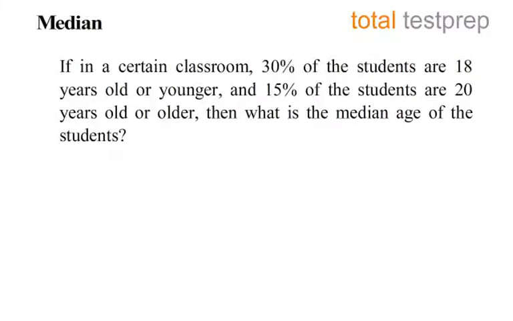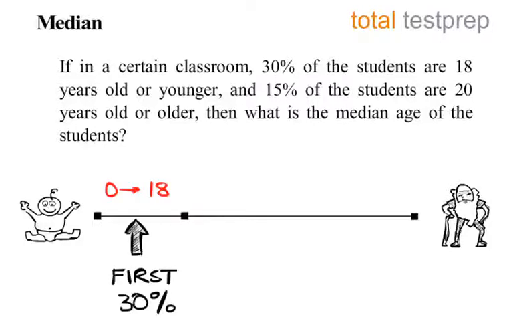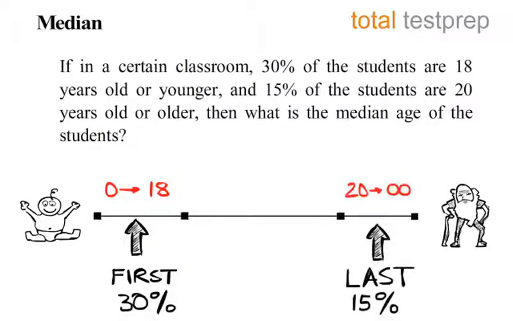If in a certain classroom 30% of the students are 18 years old or younger, and 15% of the students are 20 years old or older, then what is the median age of the students? First, suppose that we arrange the students in this classroom by age, with the youngest being on the left and the oldest being all the way on the right. We know that the first 30% of these students are between the ages of 0 and 18, because we're told that 30% of the students are 18 years old or younger. We also know that the last 15% of these students are between 20 and infinity years old. They're 20 years old or older.